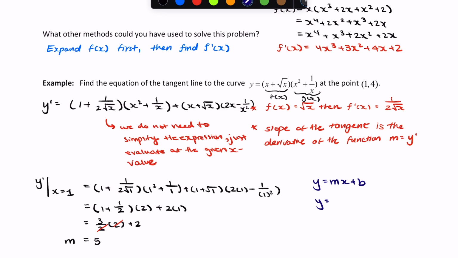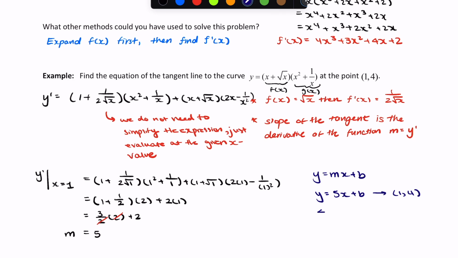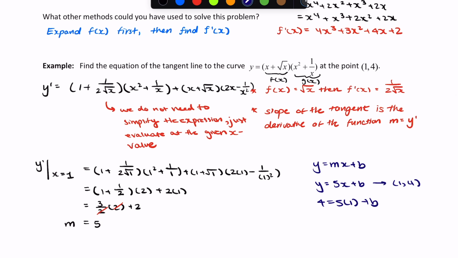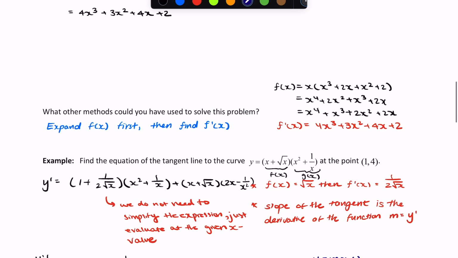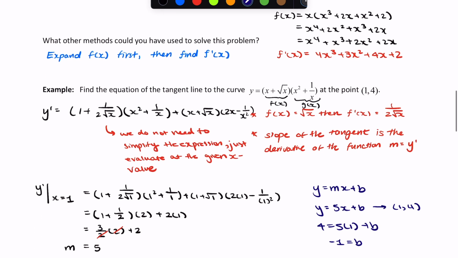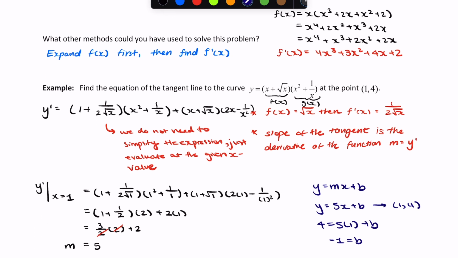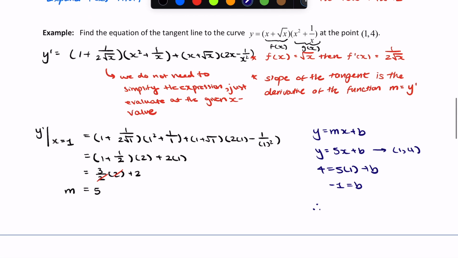So y is equal to 5x plus b. And we know that it passes through the point 1, 4, so we can sub that into our equation. So 4 is equal to 5 times 1 plus b. And we see that our y-intercept is equal to -1. So the equation of the tangent line to this curve, y is equal to x plus square root x times x squared plus 1 over x, at the point 1, 4, will be equal to 5x minus 1.